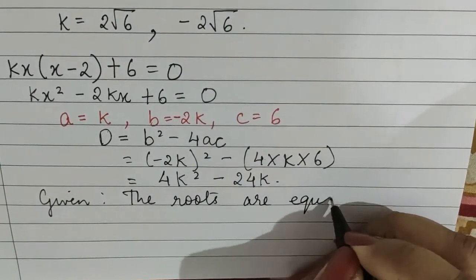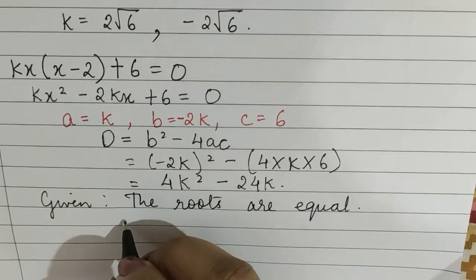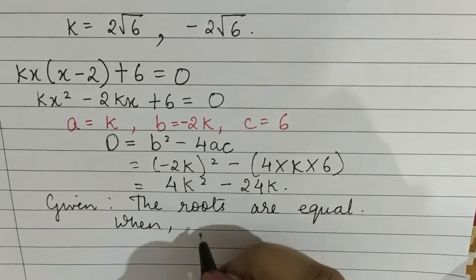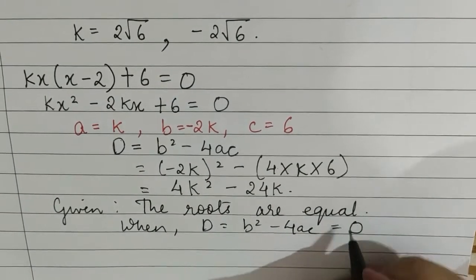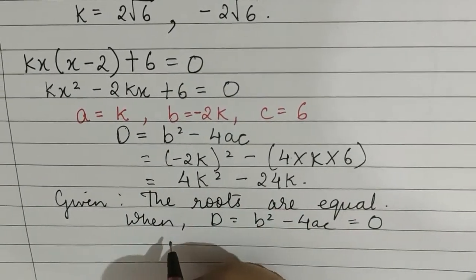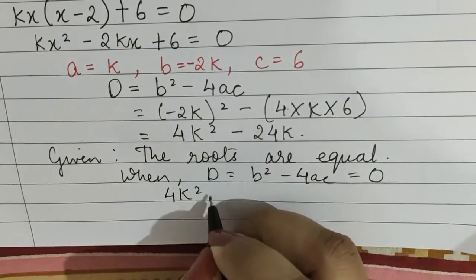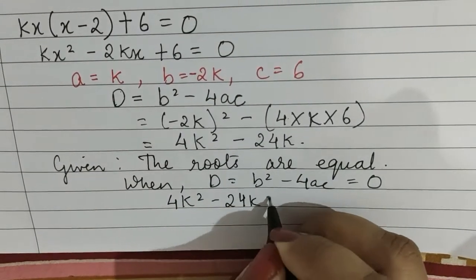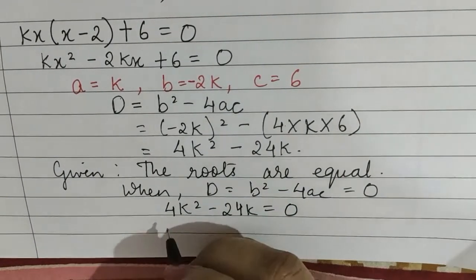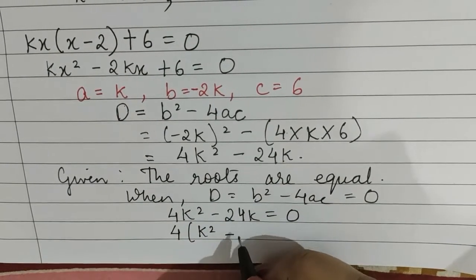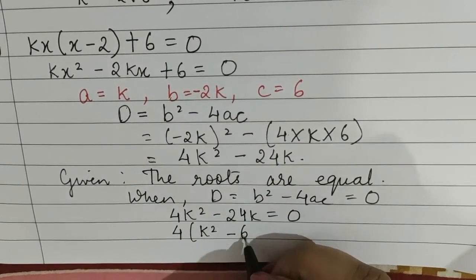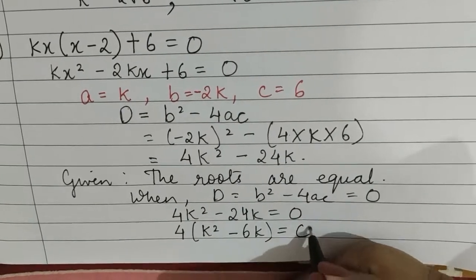equal. And in which condition the roots are equal? When D equals to B square minus 4AC is equals to 0. So let us equate this term with 0. We will have 4k square minus 24k is equals to 0. We can take 4 common. We are left with k square minus 6k equals to 0.